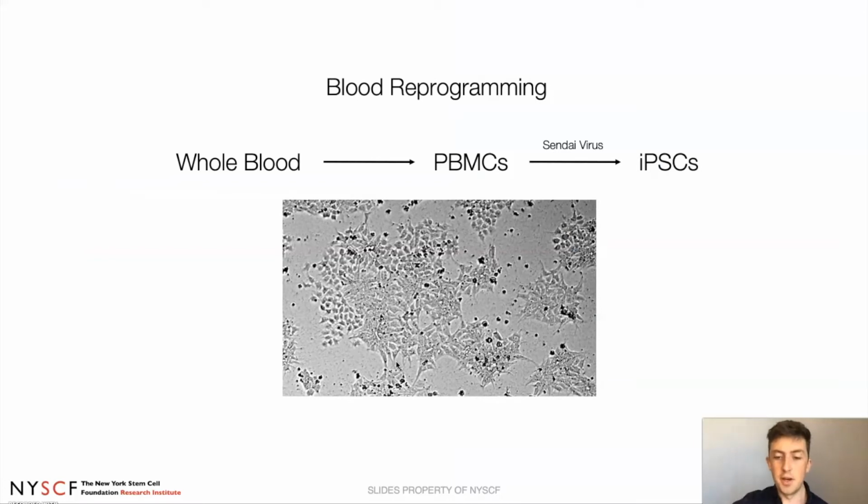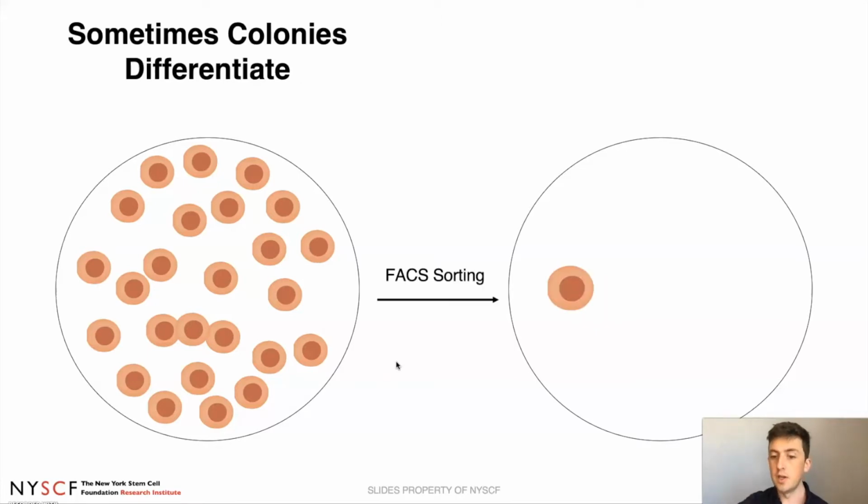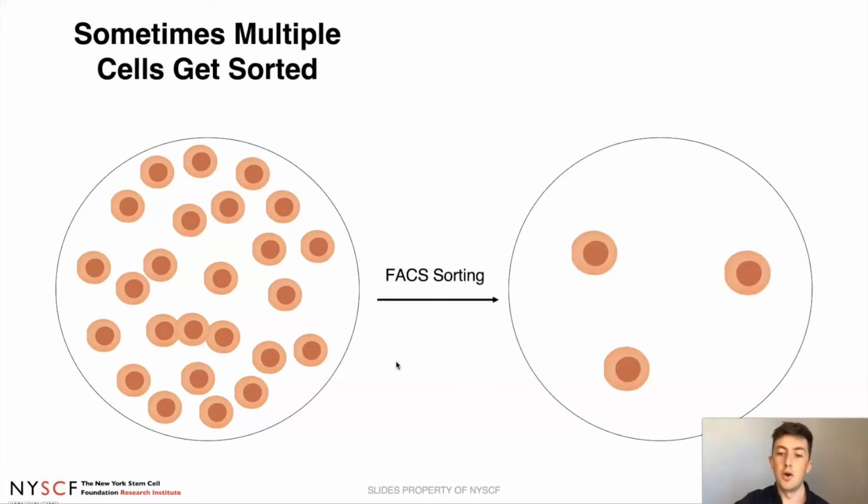So we have an example here where we have iPSCs which have recently been reprogrammed from blood, and we have a healthy subpopulation and an unhealthy one, and the idea is to separate the good ones from the bad ones. The issue is that it sometimes goes wrong in various ways. So for example, you sometimes get cells dying after FACS sorting. Other times the colony will differentiate, so it loses its pluripotent status and it's no longer desirable to us. Or you can get multiple cells being erroneously sorted, so you're left with a polyclonal mass of cells in your well.